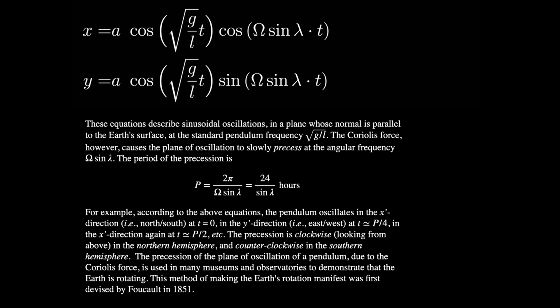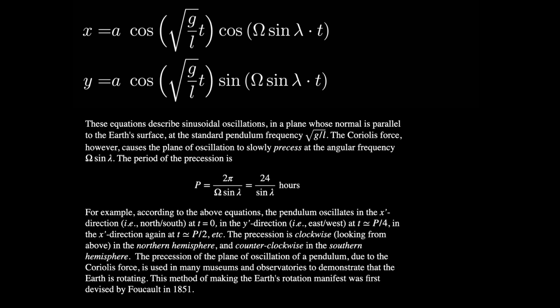So the period of the precession, and the plane precesses around its axis. So that means the plane slowly shifts the orientation of x and y. It'll always change a little bit in x and a little bit in y after some time. So how long will it take? Depends on the latitude. The period of the precession, meaning how long does it take for the plane to rotate completely around, is 24 hours divided by the sine of the latitude.